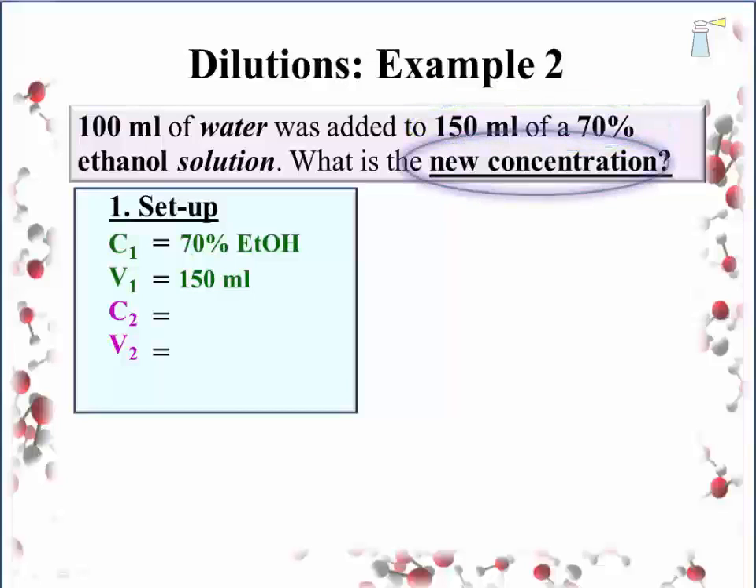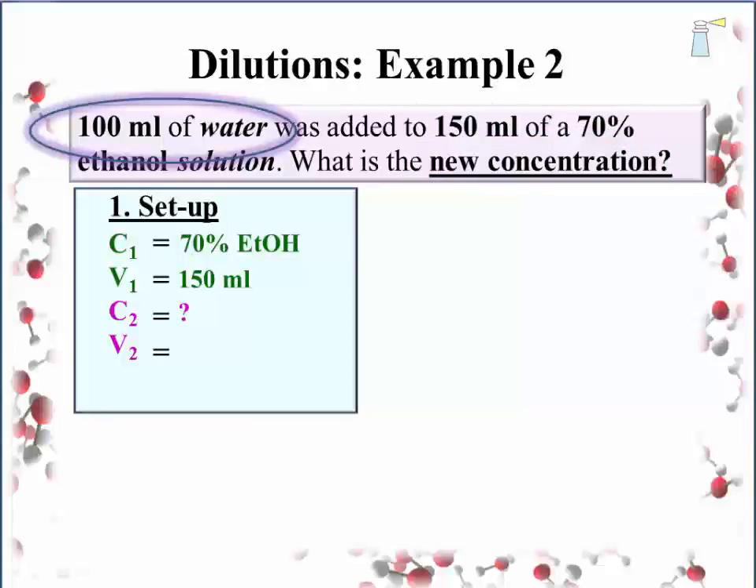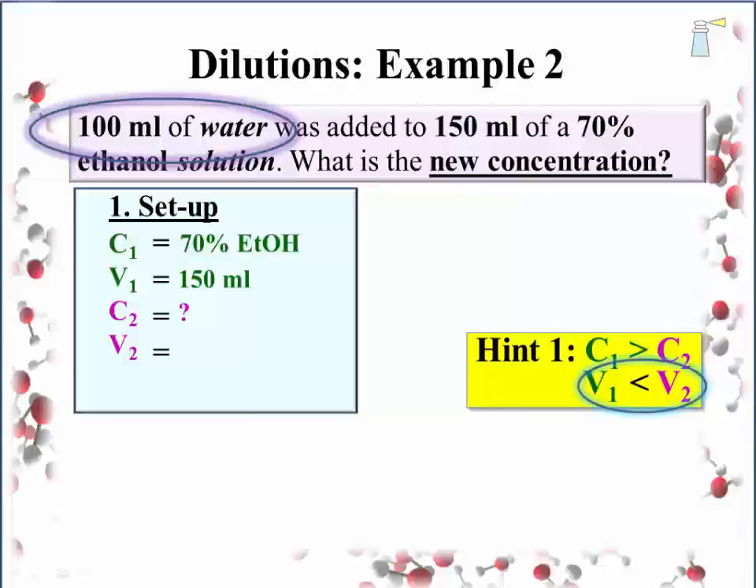There are still two variables to deal with. The question asks for the new concentration, so clearly C2 is an unknown. And the volume V2? Is this unknown? Is it that 100 mL? Well, it might initially seem that way, but the volume of the dilution cannot be smaller than the starting volume since solvent is added. Hint 1 says V1 is smaller than V2. Are we stuck?